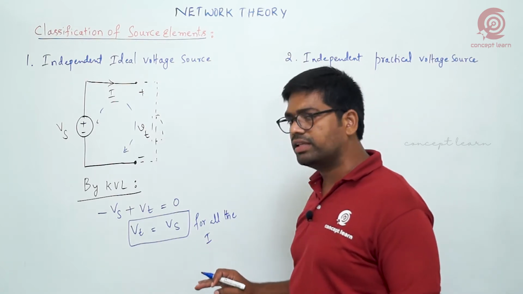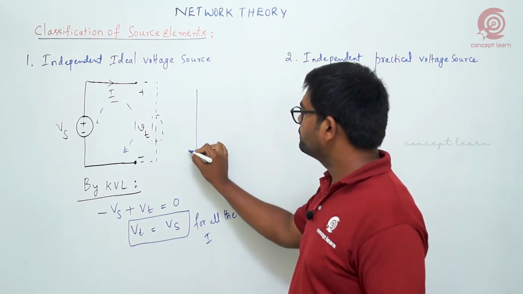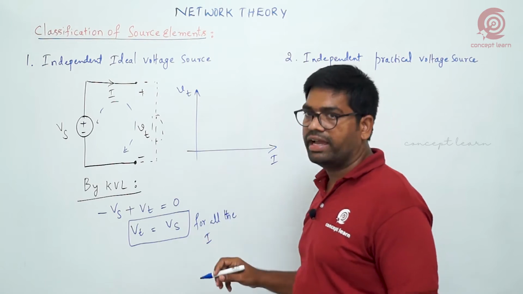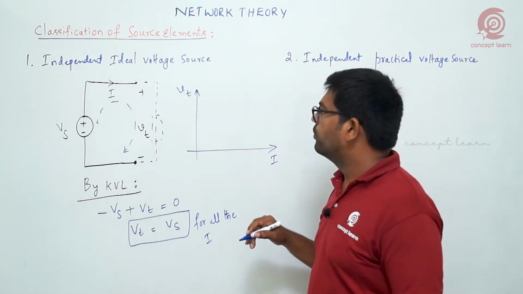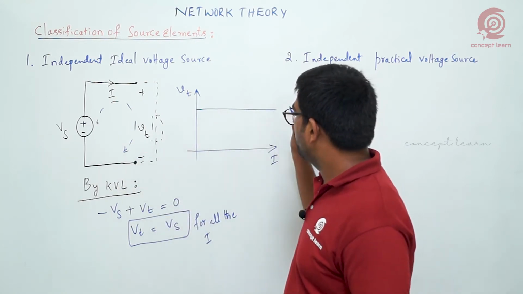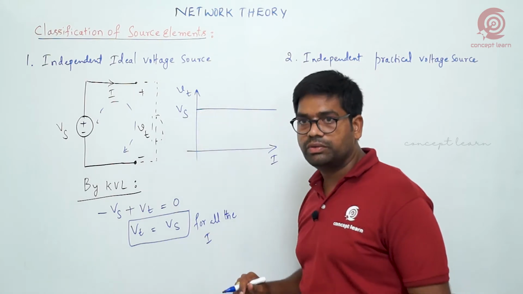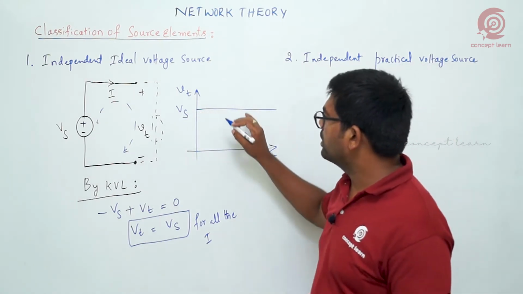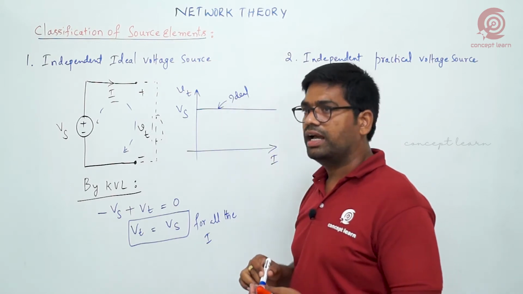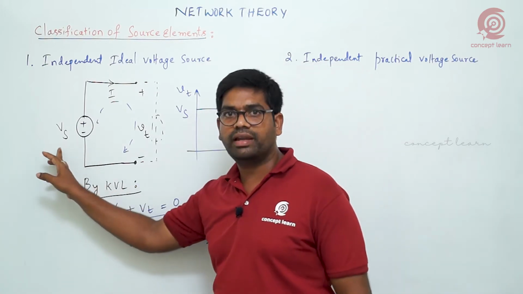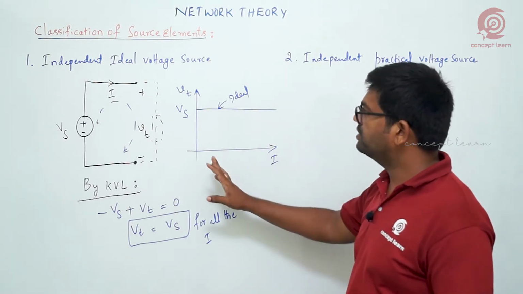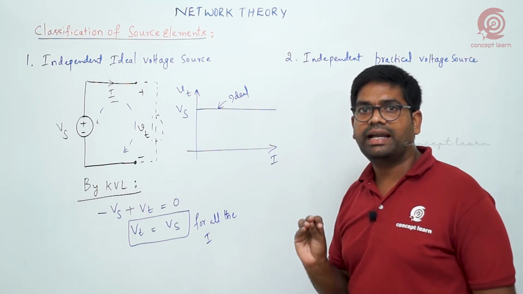So suppose you draw the characteristics between terminal voltage and the current. I am considering terminal voltage on the y-axis, current on the x-axis. What will be the value of terminal voltage? It is always equal to the source voltage. So a constant value Vs for all the time. This is the way we get the characteristics for an ideal voltage source. As I said, independent means there won't be any dependency on the particular circuit. Okay, this is the behavior for an independent ideal voltage source.